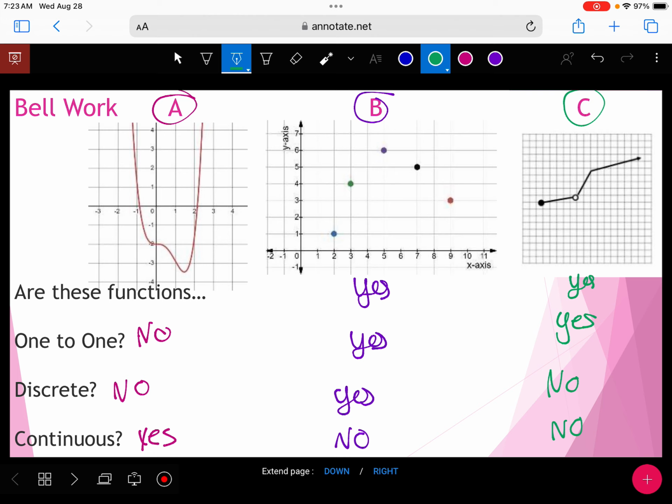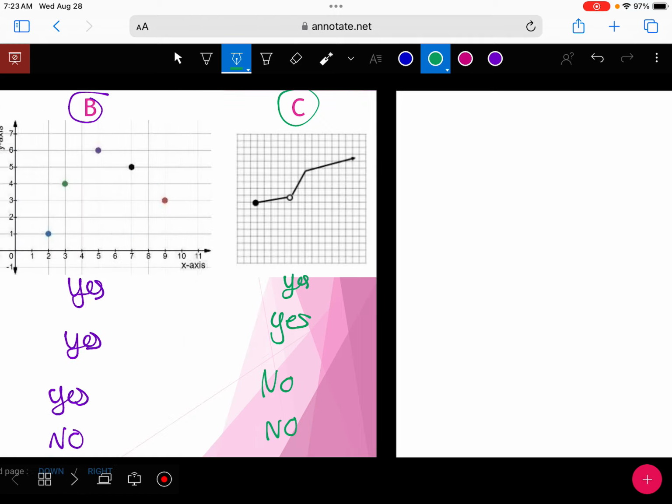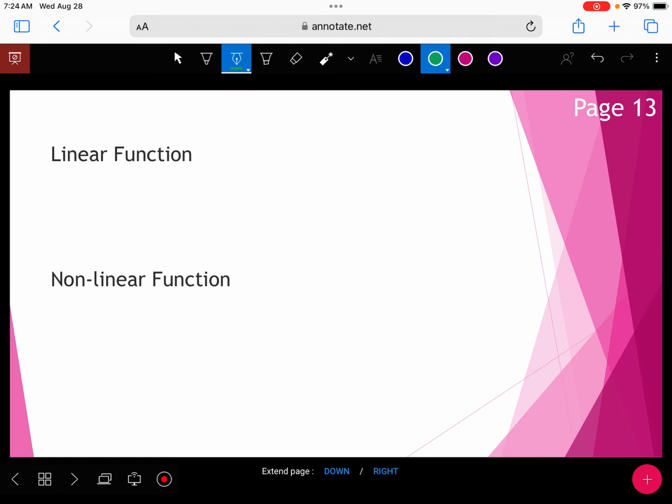Questions on these? Awesome. So, what we're going to start with today, we're going to have two sets of vocab words instead of me throwing them all at you in one go. We're going to do two sets and talk about them. So, we're going to talk about linear functions and nonlinear functions to start with today.